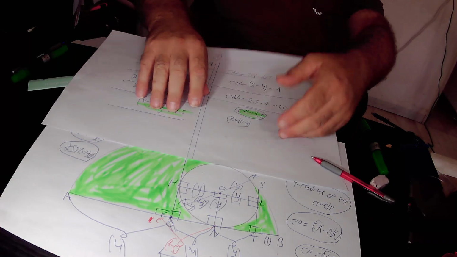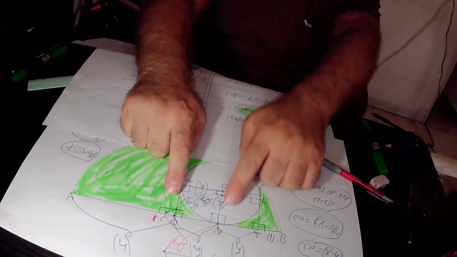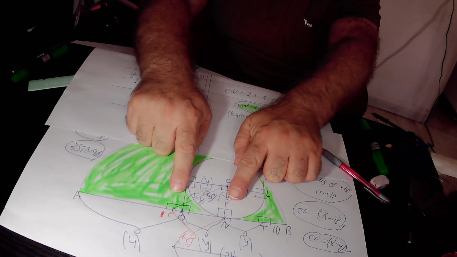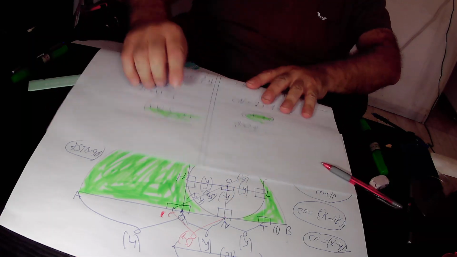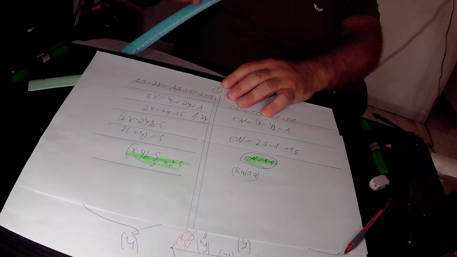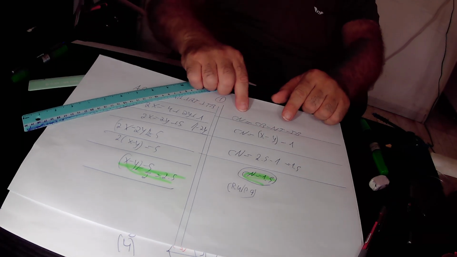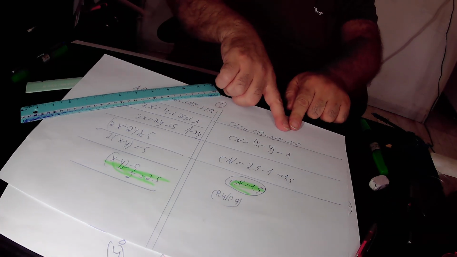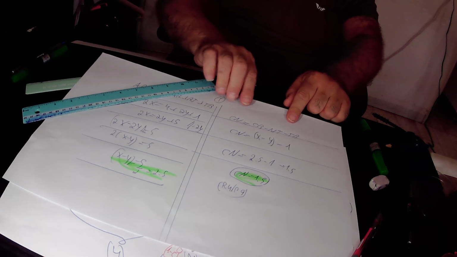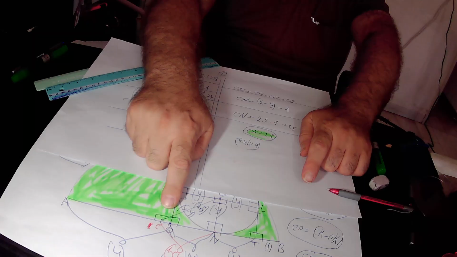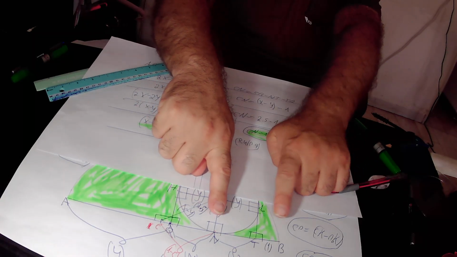What is the length of this line segment CN? CN in total equals CB minus NT minus TB. So CN equals CB. CB is the radius of the semicircle, that is x, minus NT. NT is y, TB is 1.